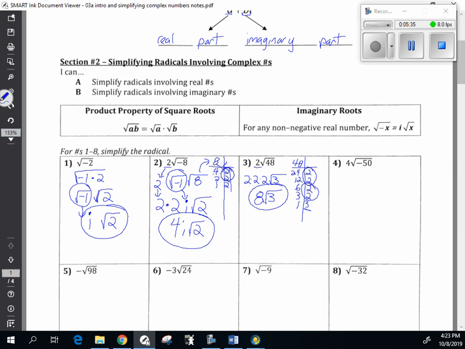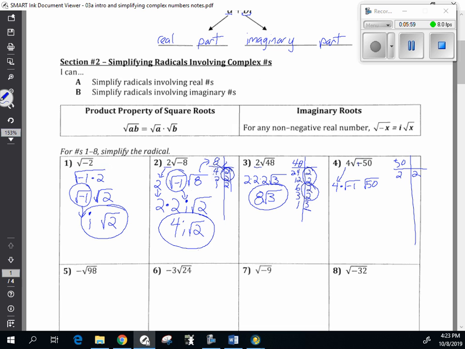Number 4 here, I do have imaginaries. You know you have imaginaries when you have this negative on the inside underneath the radical. The 4, I simply break down. I know I have a negative 1, and then I have a radical 50. Now the 50, I break down. 50, I can divide by 2. That's going to be 25.